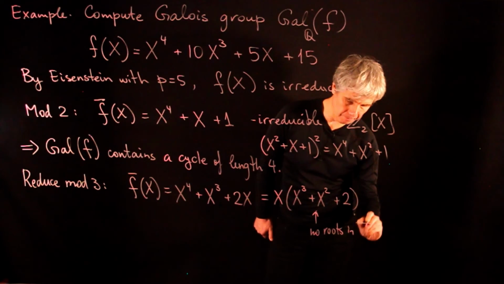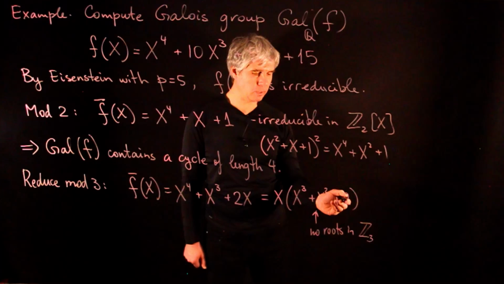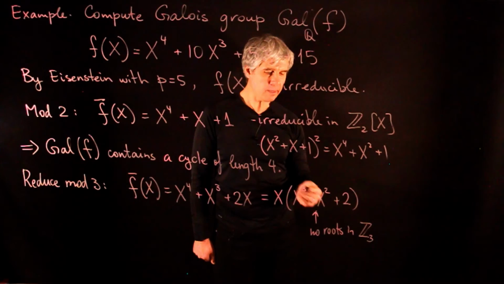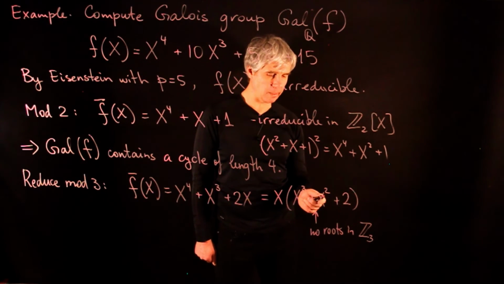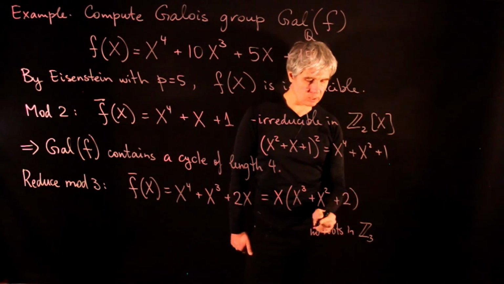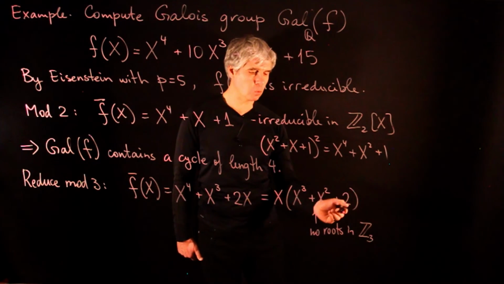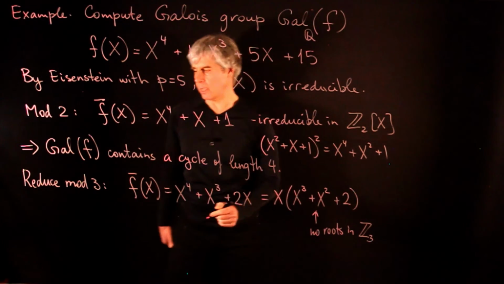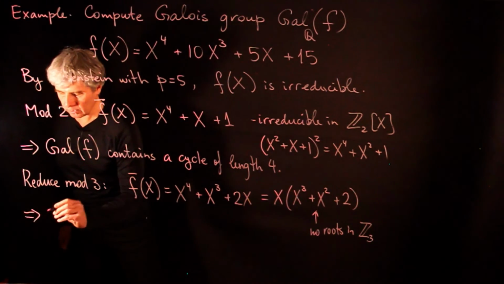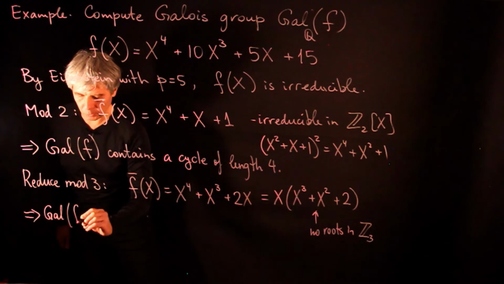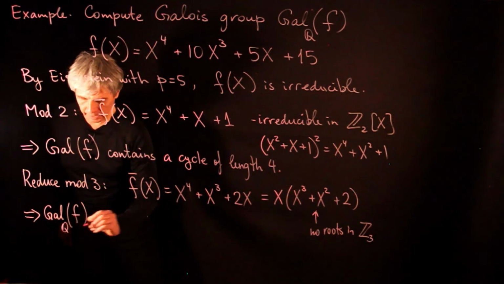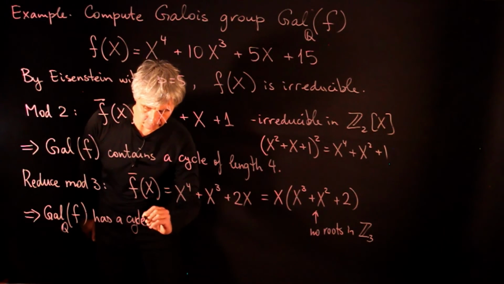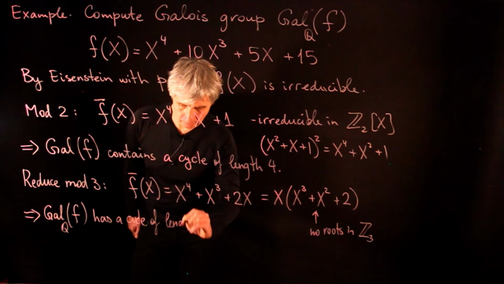in Z3. So the value at 0 is equal to 2, the value at 1 is equal to 1, and the value at minus 1 is equal to 2. And because a cubic polynomial that has no roots is irreducible, this becomes a factorization into irreducible factors. And the conclusion is that the Galois group of this polynomial over Q has a cycle of length 3.